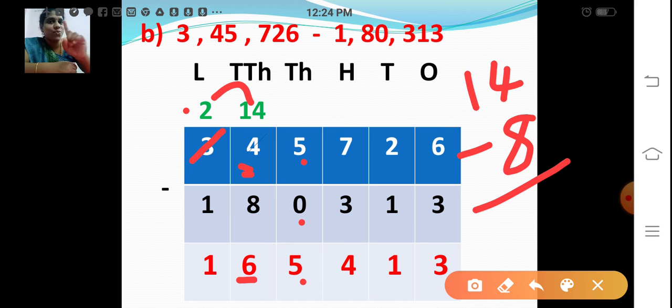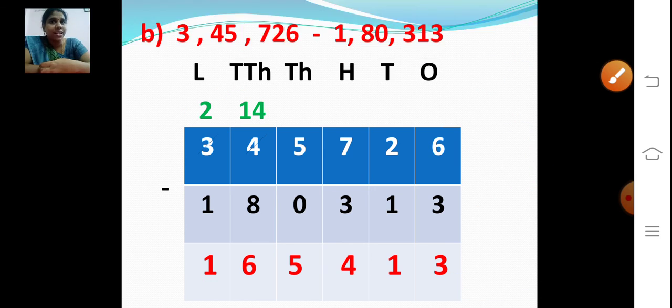2 lakh minus 1 lakh is 1 lakh. So my answer is 1,65,413. Understood, children, how to subtract? If you cannot subtract a smaller number from a bigger number, in that case we are going to borrow, right? So 6 minus 3 is 3, 2 minus 1, 1, 7 minus 3, 4, 5 minus 0, 5. Now 4 minus 8 is not possible, so I'm going to borrow 1. So 14 minus 8 is 6. So 2 minus 1 is 1.